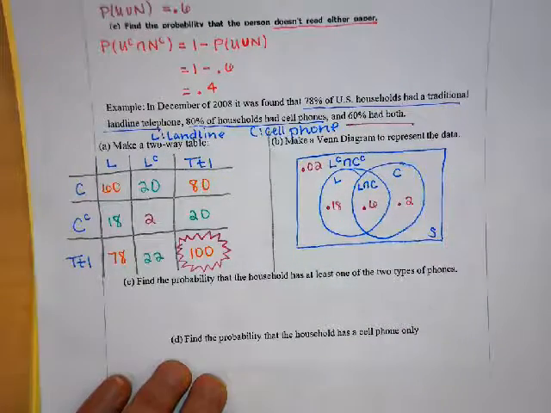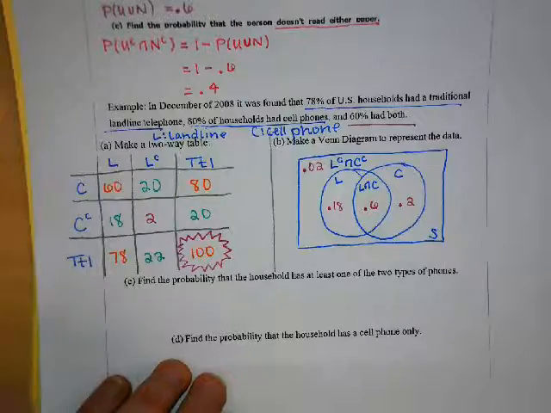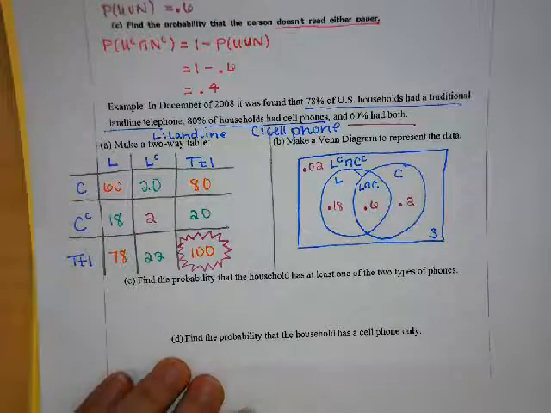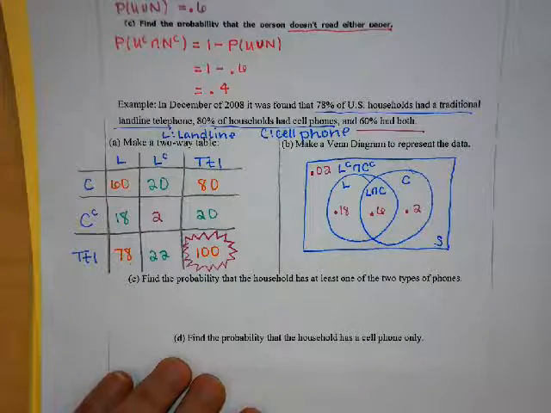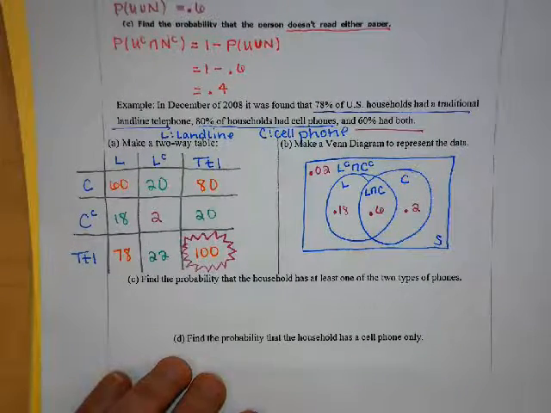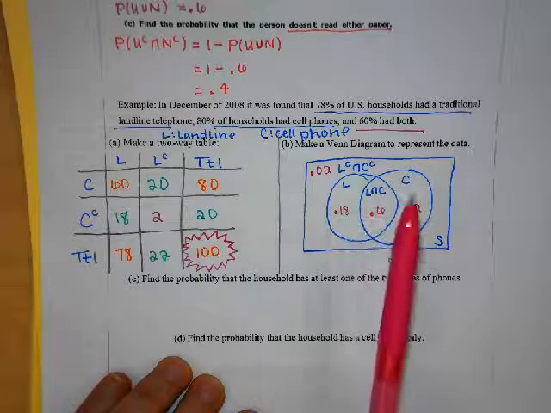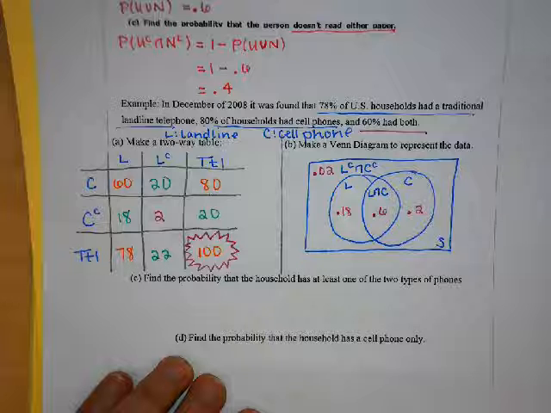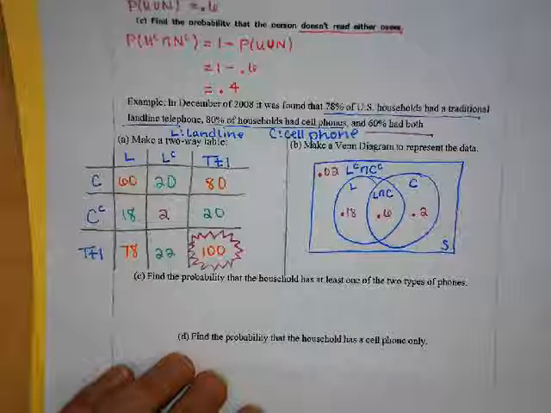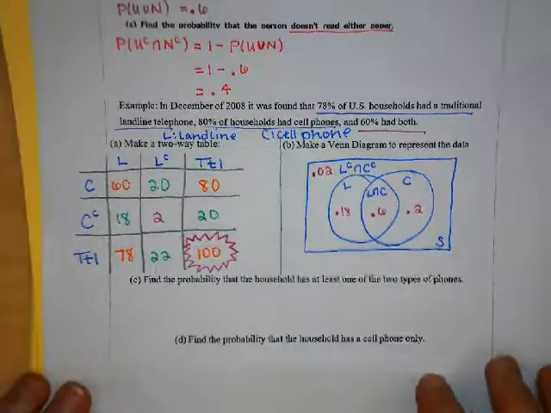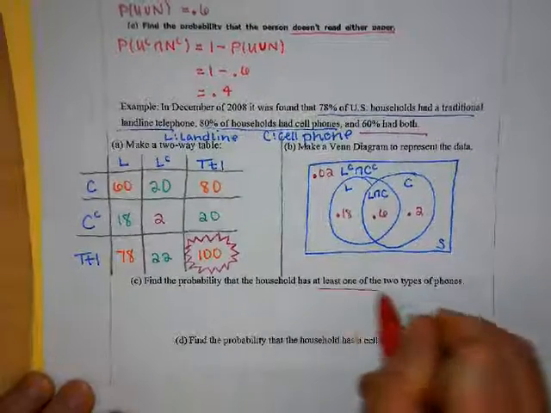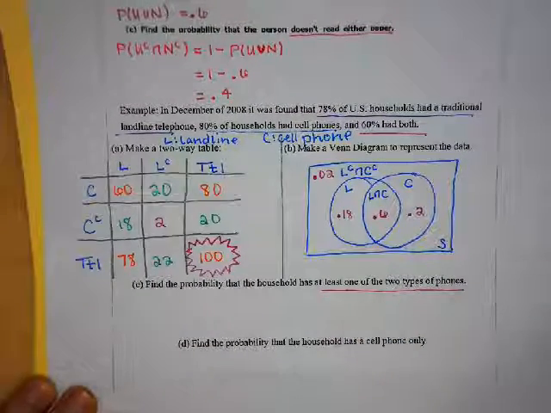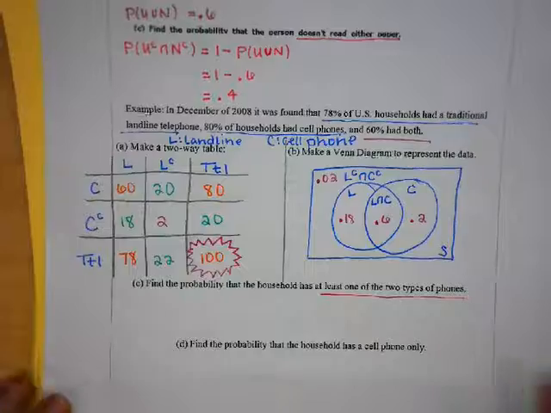Any questions on the two-way table or the Venn diagram before we get into our last two questions? All right, so find the probability that they have at least one of the two types of phones. So up above, we talked about what at least one means. So that could be one of the types or two of the types. So landline or cell phone or both.